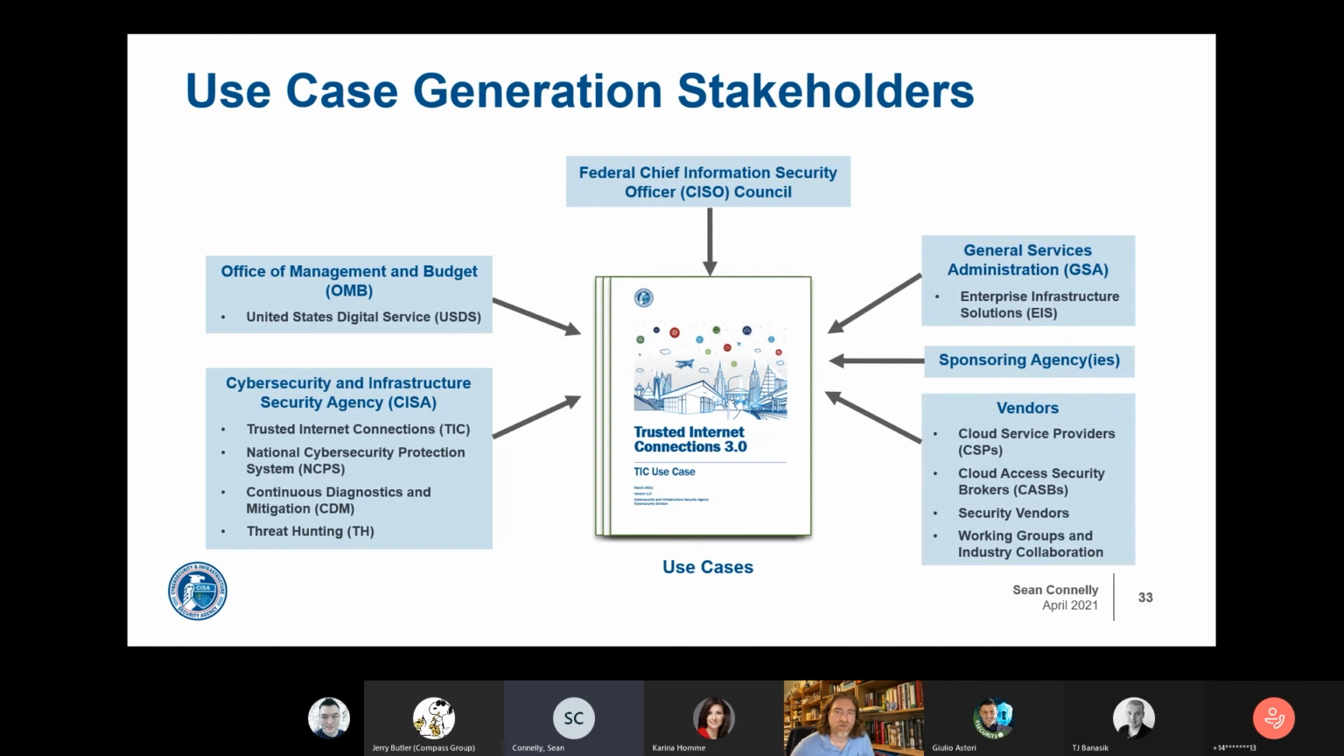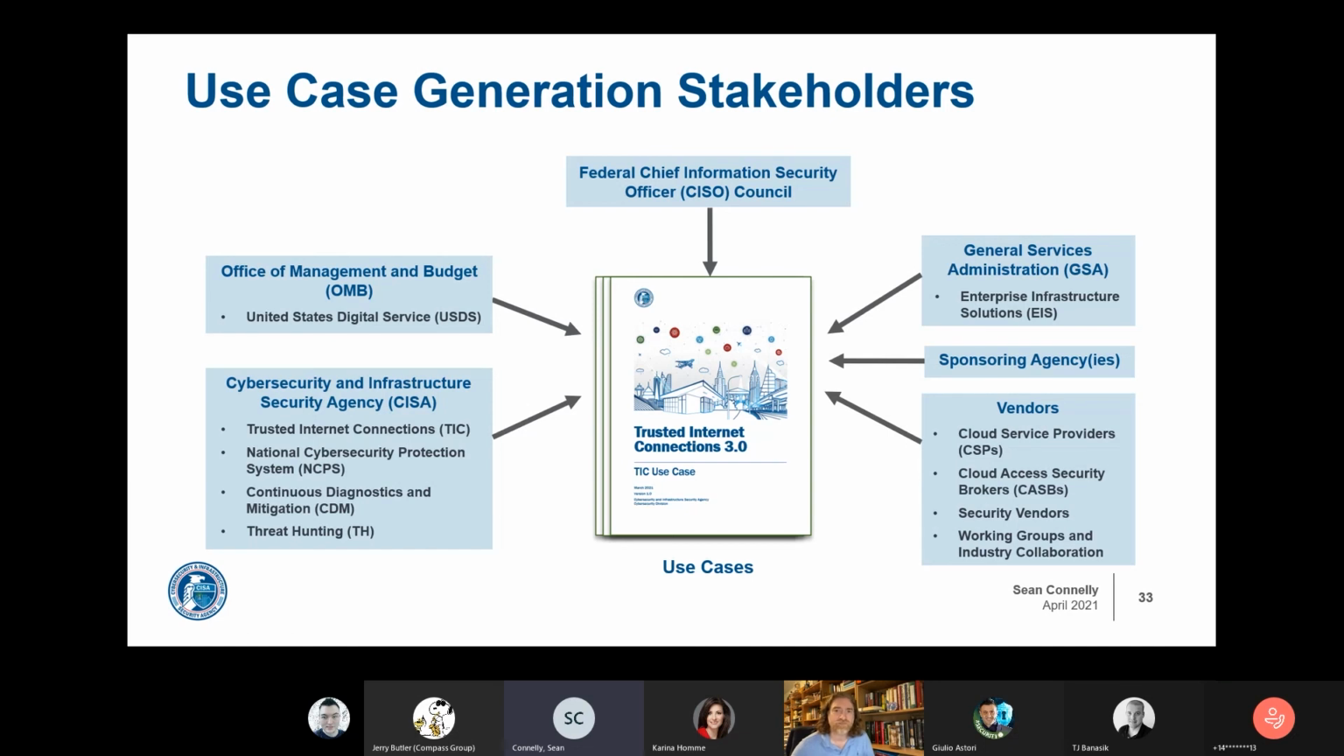Same time, use case generation. We have a number of people that work with us when we build out our stakeholders. We have the CISA team on the far left. Same time, we're heavily engaged with OMB and their USDS colleagues. We also channel all our efforts to the Federal CISO Council. And then also we have our partners at GSA, the sponsoring agencies, and the vendors themselves who all work together to build out these use cases.